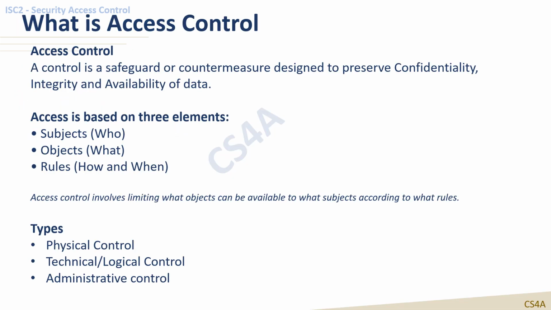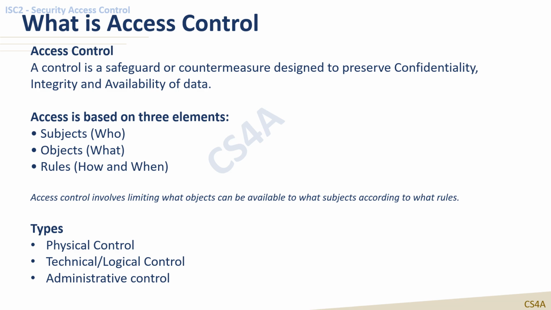So what is access control? Access control is a mechanism or safeguard countermeasure designed to preserve confidentiality, integrity and availability of data. This is part of the CIA triad. Confidentiality means only the authorized person can access or view the data, and integrity means the data can't be tampered with or altered in transit. Only the source can make changes. And availability means that data should be accessible to the subject at any time.